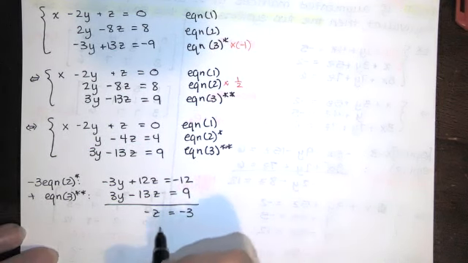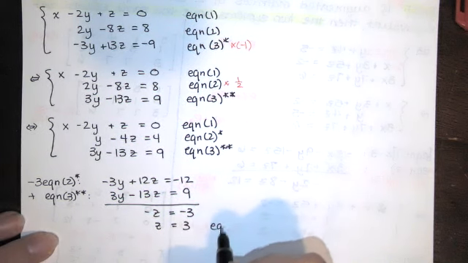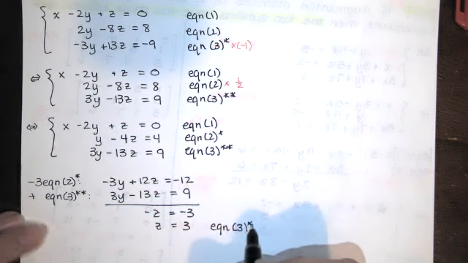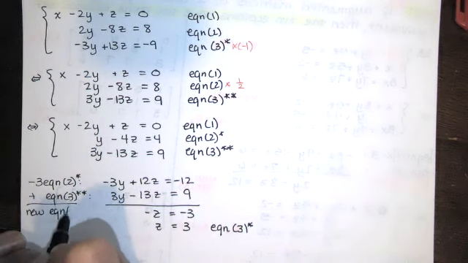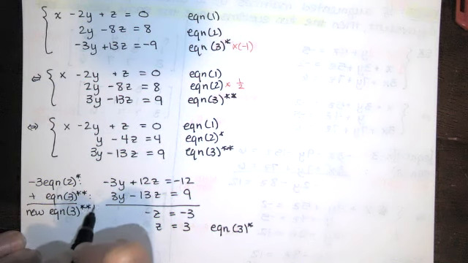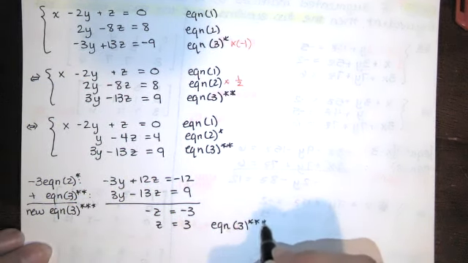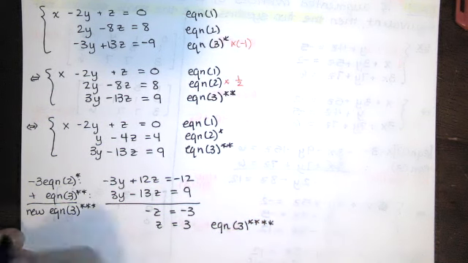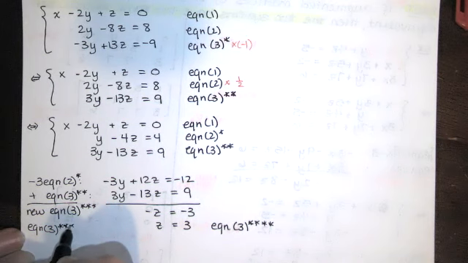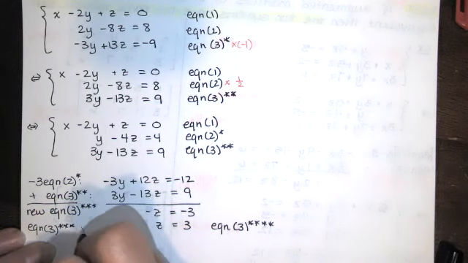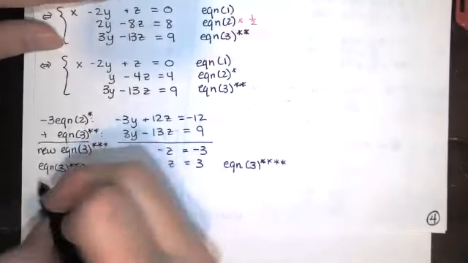And of course, we could multiply that by negative 1. So let's multiply that by negative 1, and we're going to call that our new equation 3. This is new equation 3. That's sort of the triple star. And then this will be sort of quadruple star. This is equation 3 triple star multiplied by negative 1. And so we end up here.